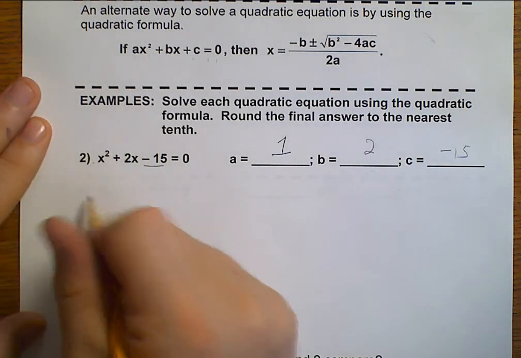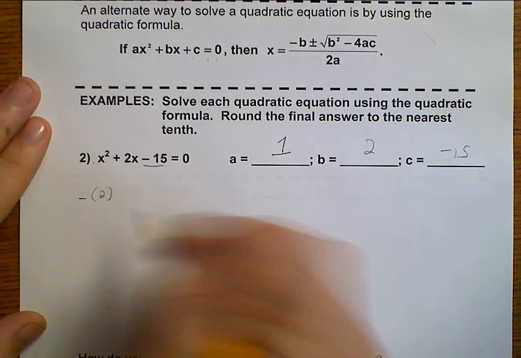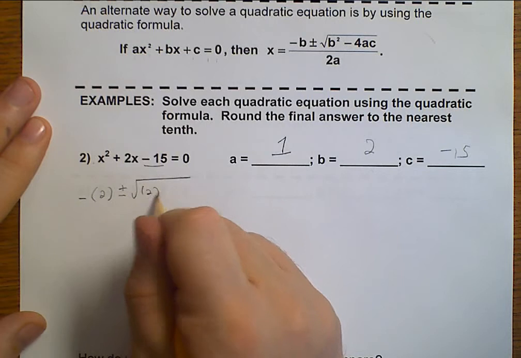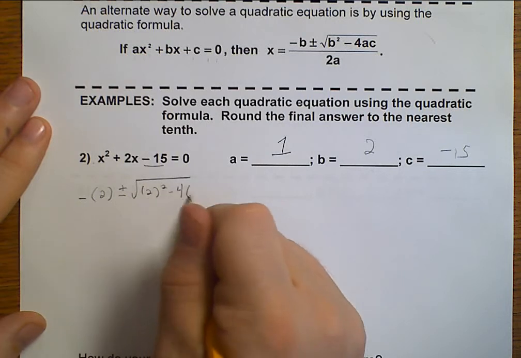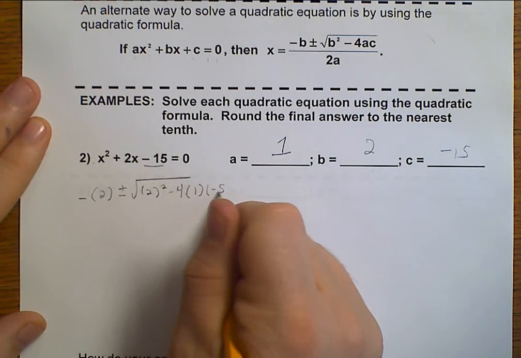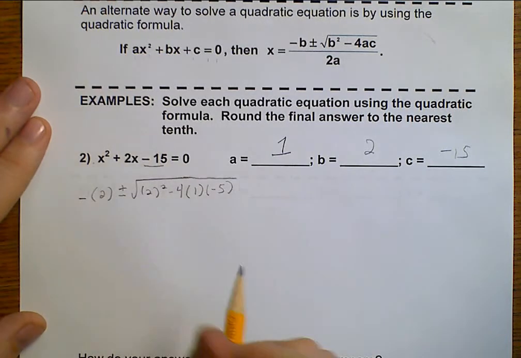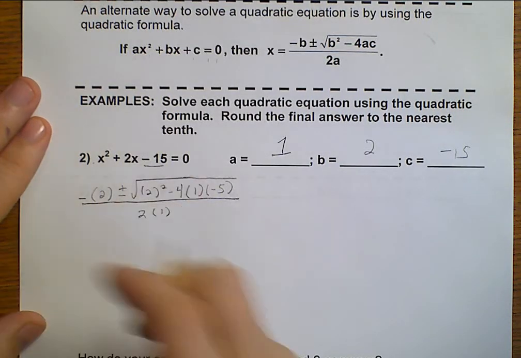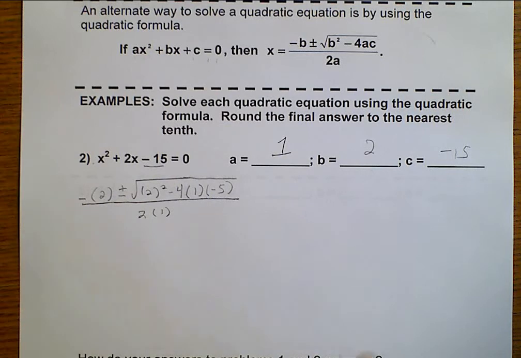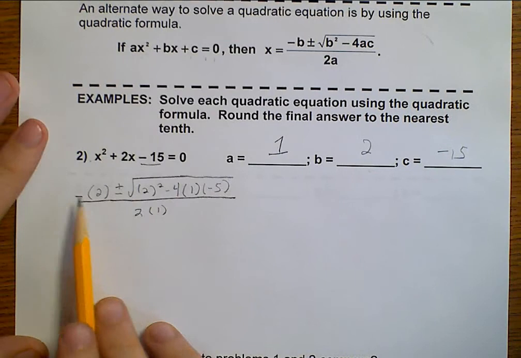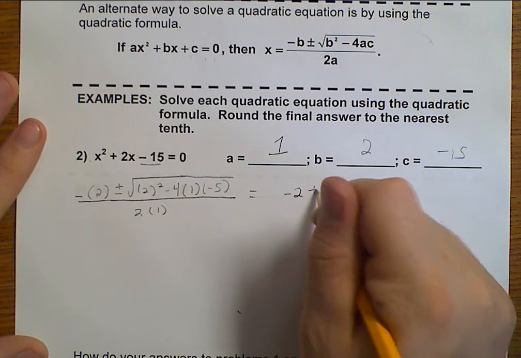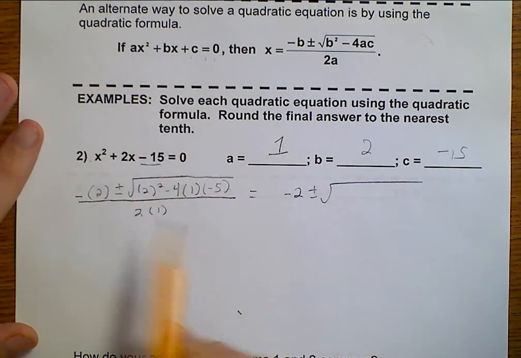So we have negative 2 plus or minus the square root of 2 squared minus 4 times 1 times negative 5 all over 2 times 1. Now, I'm not going to put all this in the calculator at once. I want to break this down into several pieces. So first, negative 2 makes just negative 2 plus or minus the square root. And I'll put everything in the square root into the calculator.